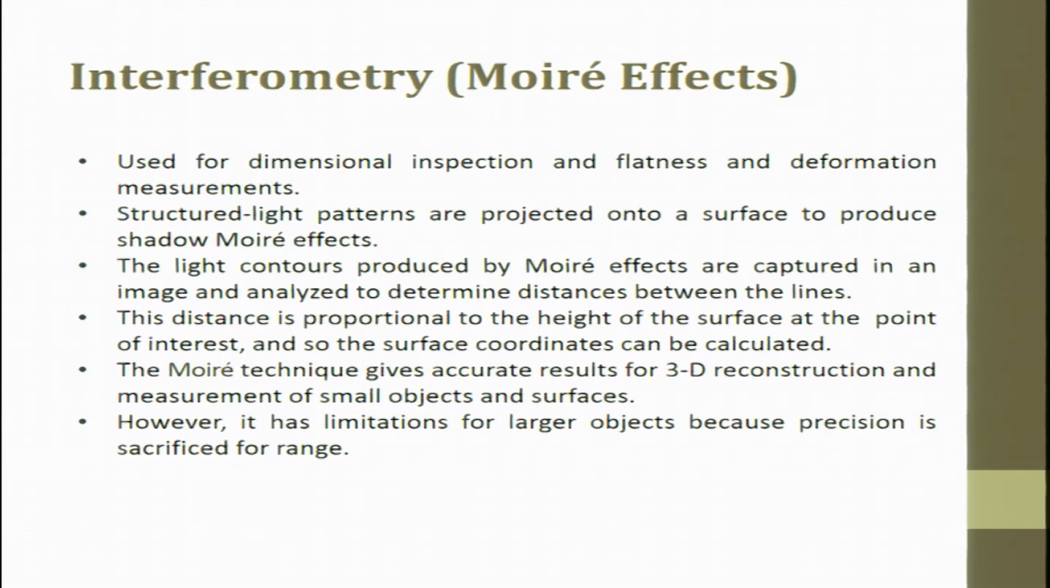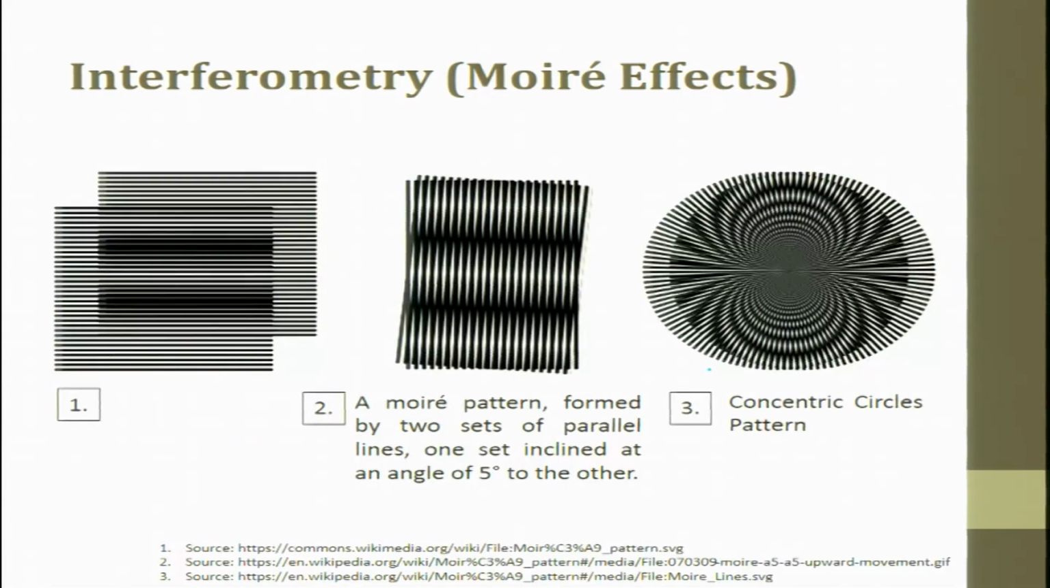Moire fringe patterns or interferometers are used for dimensional inspection, and for flatness and deformation patterns we use Moire fringe patterns. Michelson's interferometer is used to measure angular displacements. Structured light patterns are projected on a surface to produce a shadow Moire effect. The light contours produced by the Moire effect are captured in an image and analyzed to determine the distance between the light lines. The distance is proportional to the height of the surface at the point of interest. The Moire fringe technique gives accurate results for 3D reconstruction.